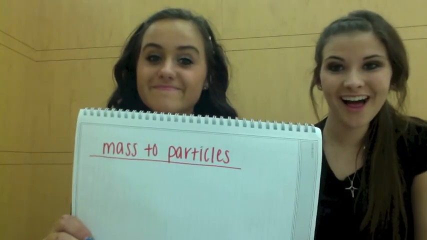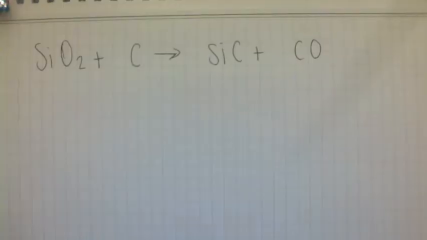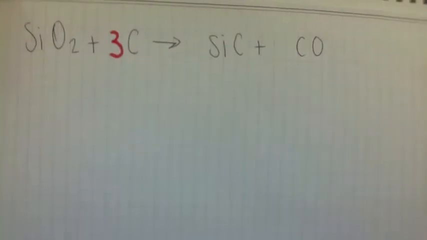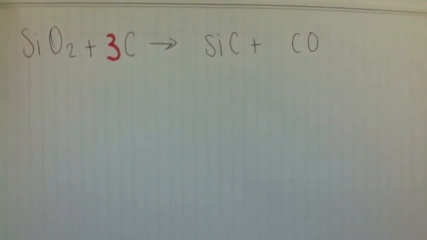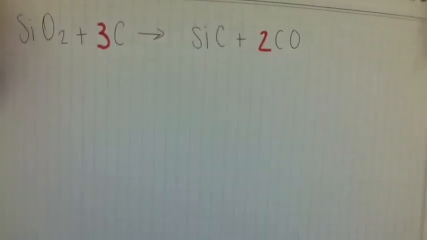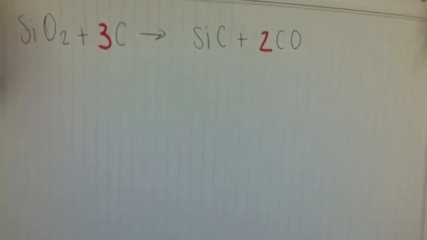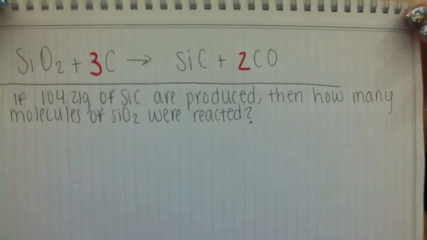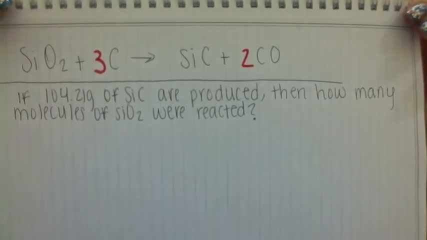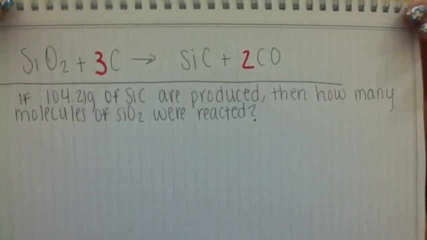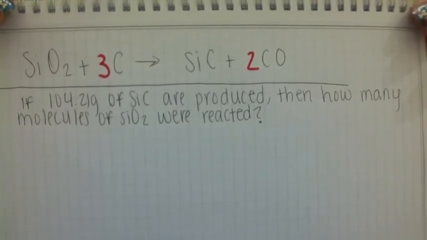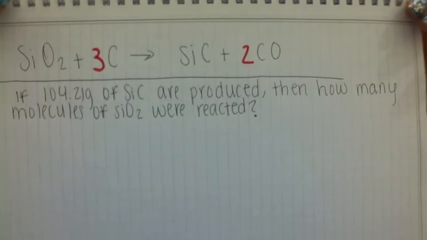Our next topic is mass to particles. First, you're going to want to balance the equation. You will need a 3 in front of the C. Then you'll add a 2 in front of the CO, and now your equation is balanced. The problem is, if 104.21 grams of SiC are produced, then how many molecules of SiO2 were reacted?